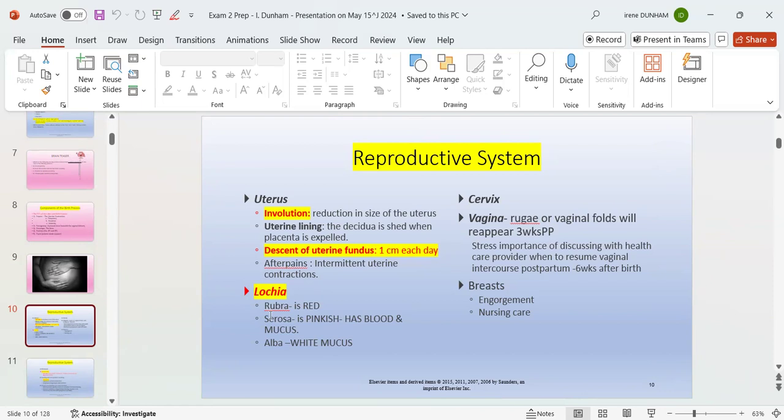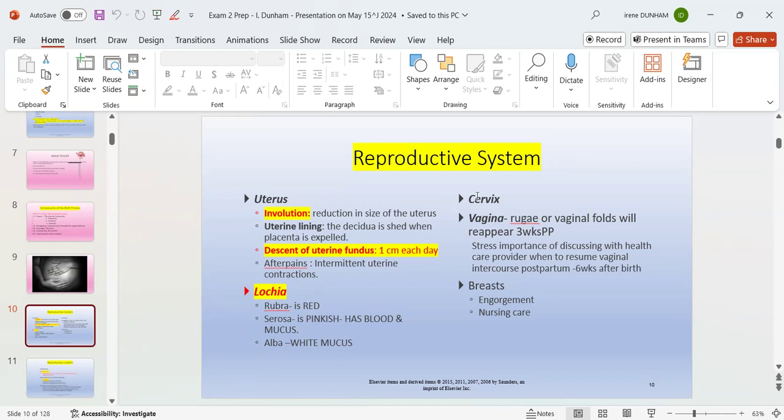So lochia rubra is bright red, right? And that lasts from how many days? It's about 3 days in duration. Okay, it's your first 3 days. Then the lochia goes to serosa. The serosa is more pinkish. It has blood and mucus in it. And then that goes from about day 4 to about day 14. And then after that, it gets lighter and goes to lochia alba, which is the white mucus. It has a lot of WBCs in it.